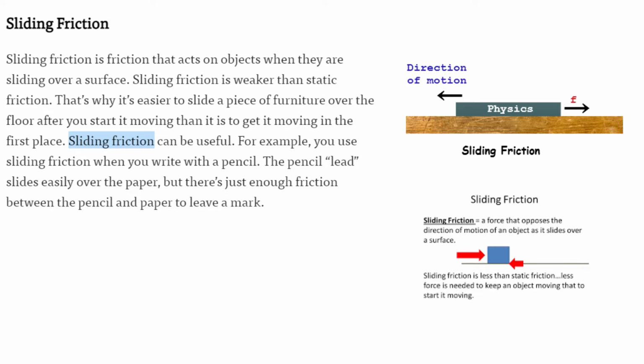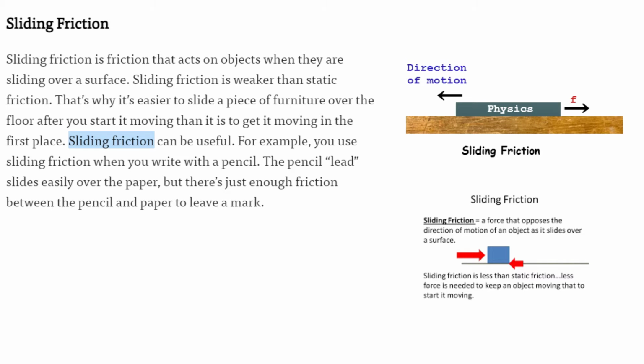Sliding friction. Sliding friction is friction that acts on objects when they are sliding over a surface. Sliding friction is weaker than static friction. That's why it's easier to slide a piece of furniture over the floor after you start it moving than it is to get it moving in the first place.